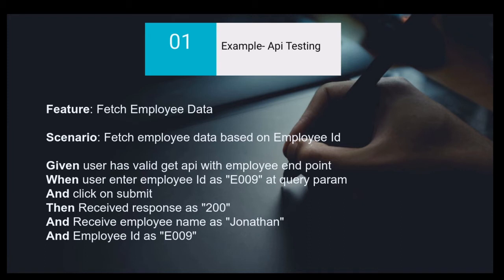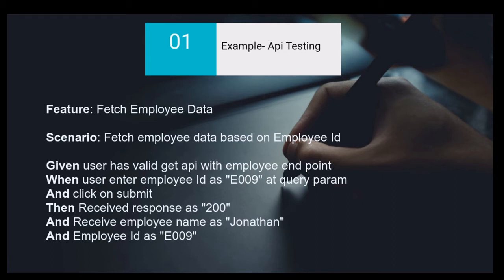So employee ID is "E009" as query param. In my API, in the query param, I'm going to mention my employee ID as E009 and click on submit, because I have to perform two actions. So I mentioned both actions: the first one for entering the employee ID, and the second one for clicking the submit button.